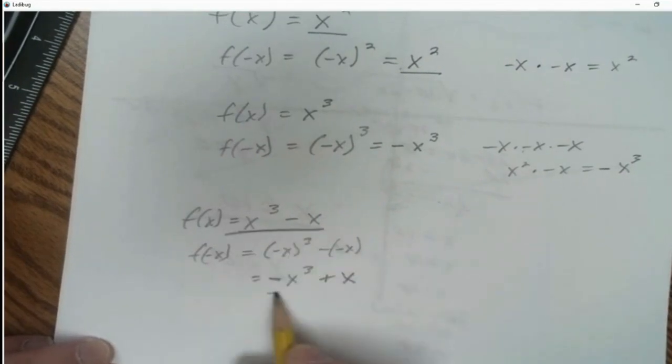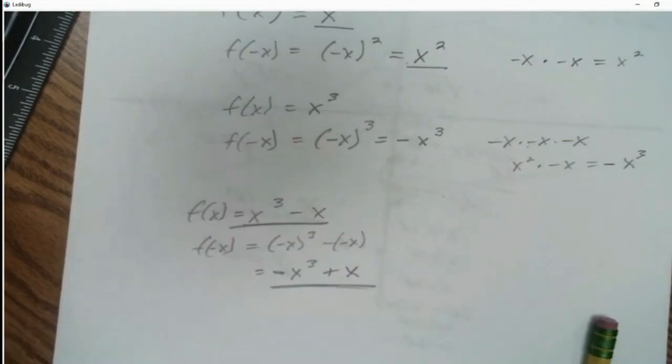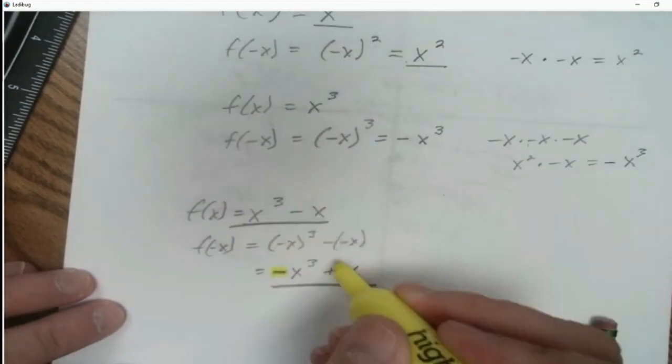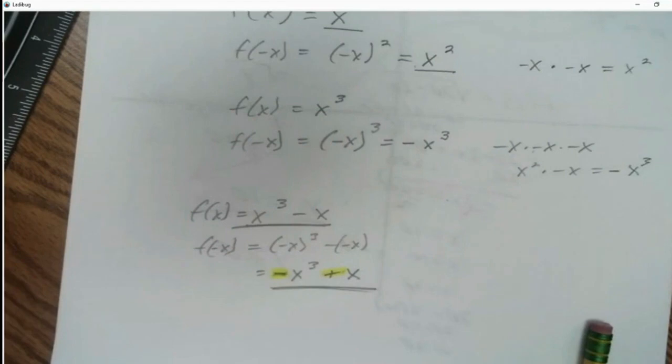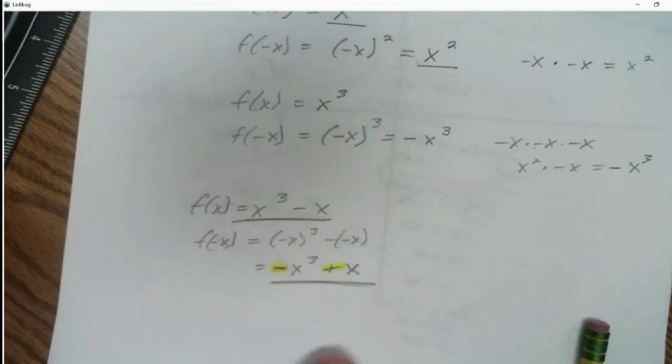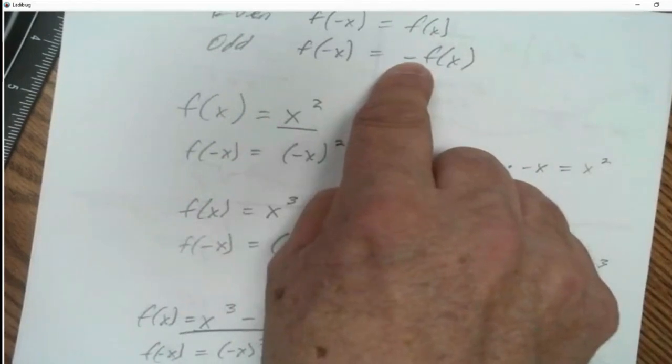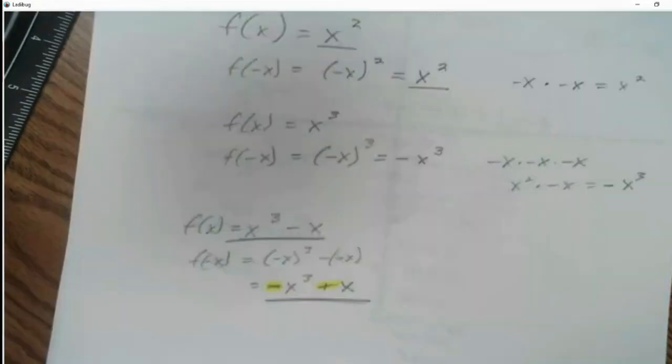Look at that. That's exactly the opposite. This was a positive, now it's a negative. This was a negative, now it's a positive. Every term should be reversed if it's an odd function. That means it's the opposite on every sign if it's an odd function.